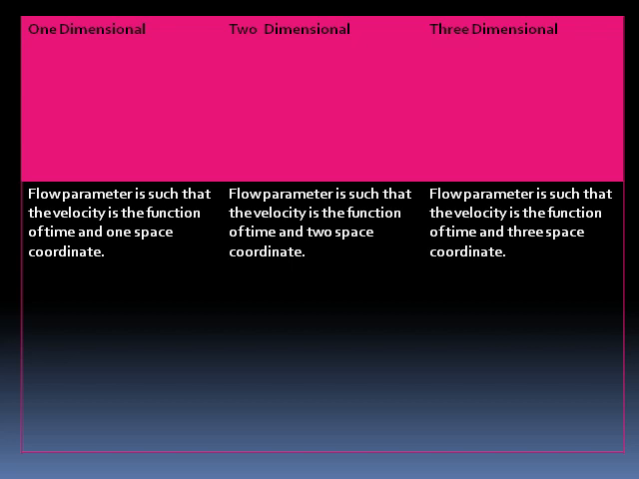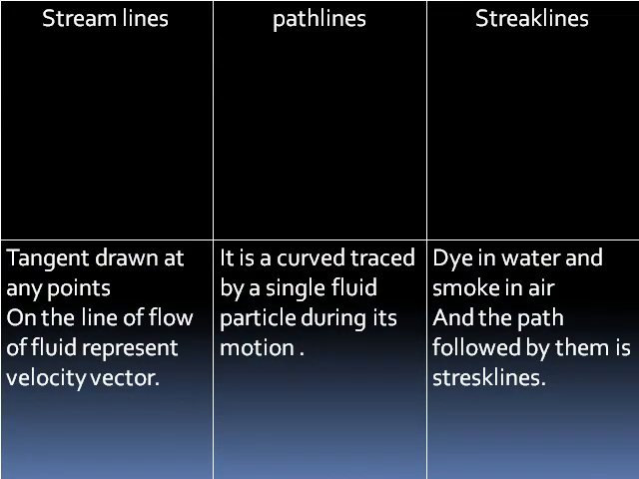Now we will talk about streamline, pathline and streakline motion. If we take streamline motion, a streamline is an imaginary line drawn in a flow field such that a tangent drawn at any point on this line represents the direction of the velocity vector at that point. There is no velocity component normal to the streamline.